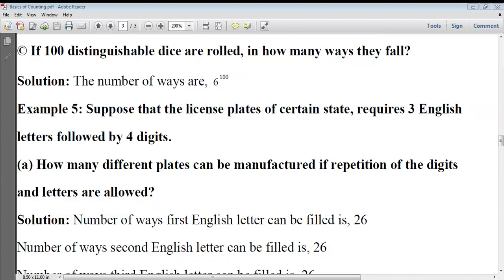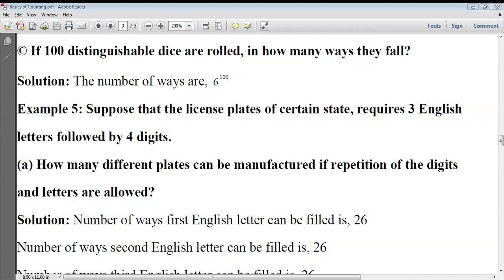Okay, the fourth place to seventh place you need to fill with a digit. The digits are 0 1 2 3 4 5 6 7 8 9, so there are 10 digits. For the fourth blank you need to fill with a digit, and the number of chances is 10.